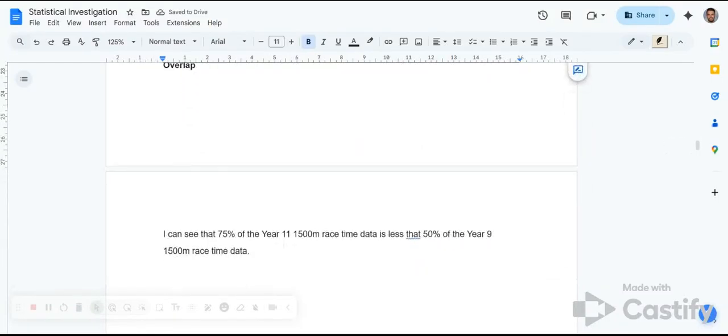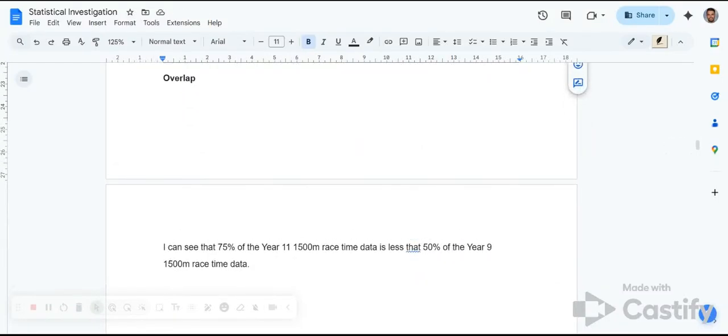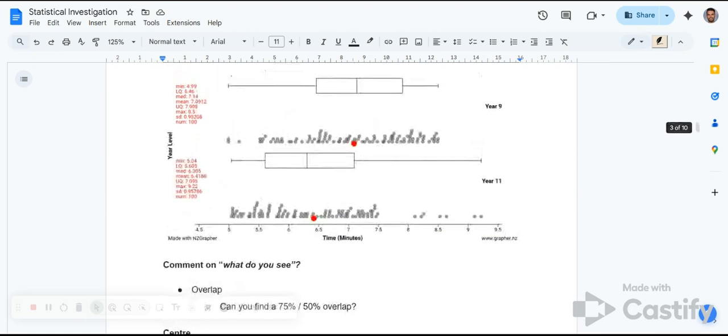I can see that 75% of the Year 11 1500 meter race time data is less than 50% of the Year 9 1500 meter race time data. And again, that's because these three segments, 75%, is smaller than this 50%.